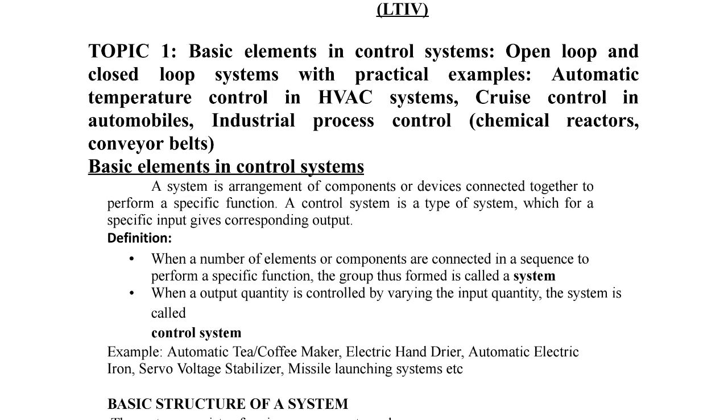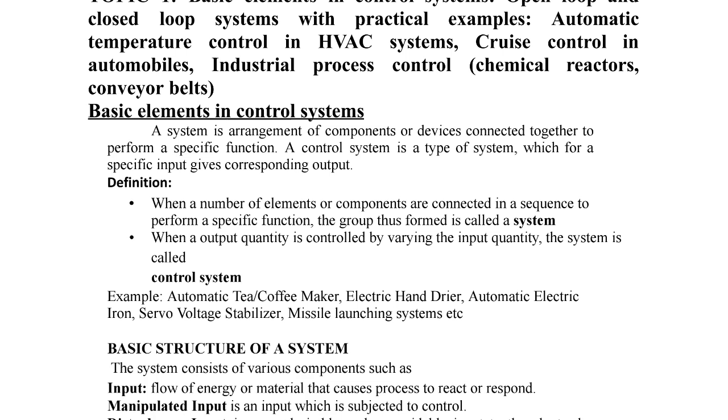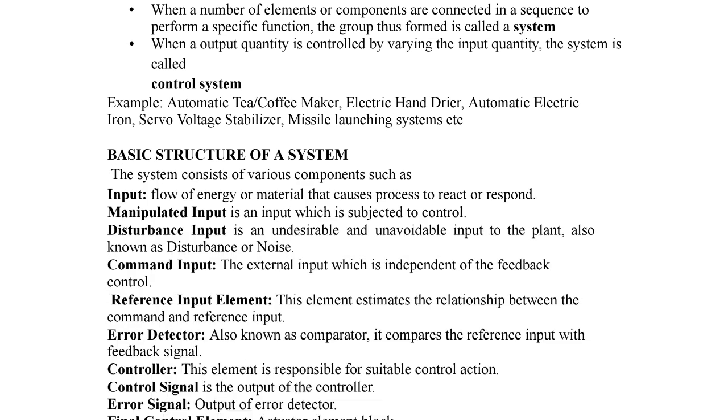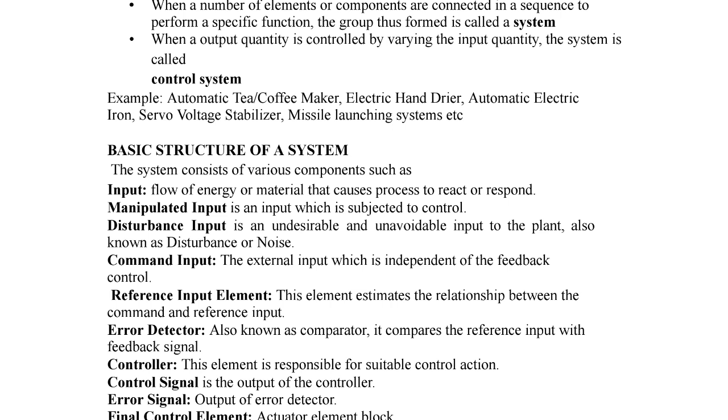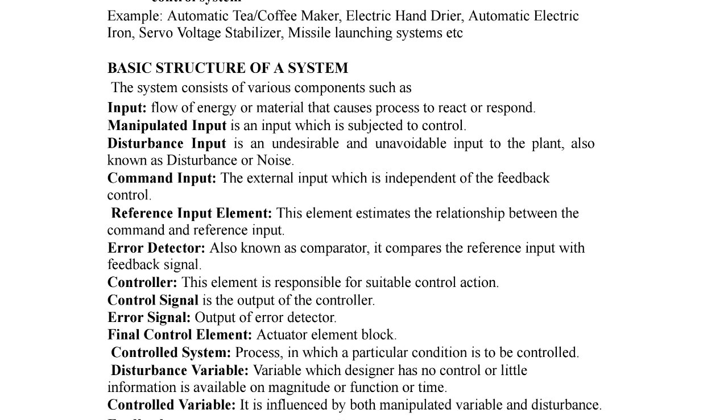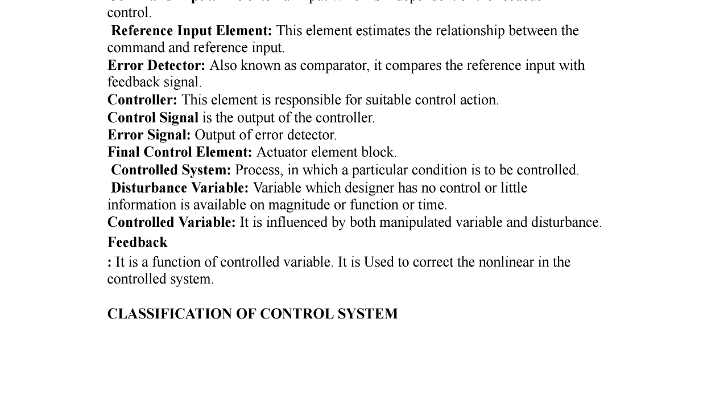Now we are going to discuss the basic elements in control system. In any system, it will have two elements. The first thing is input and output. Now see the basic structure of a system. It contains input, and we have different types of inputs available: manipulated input, disturbance input, command input, reference input. The next thing is the error detector. Then the controller, control signal, error signal, final control element, and control system. We also have the disturbance variable and control variable.